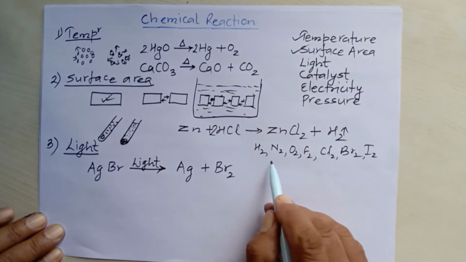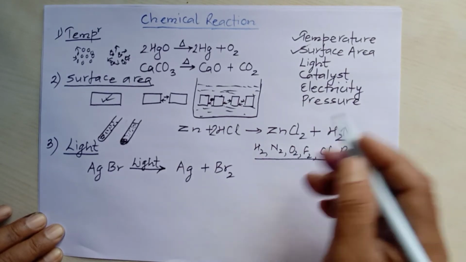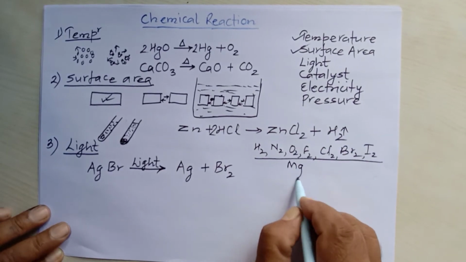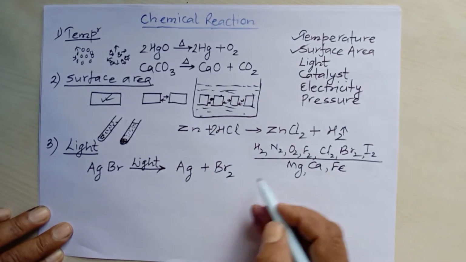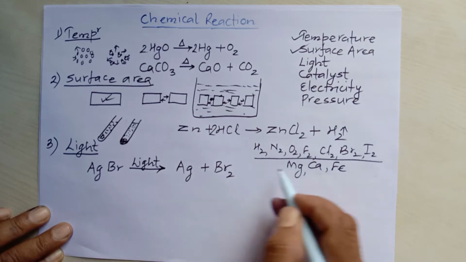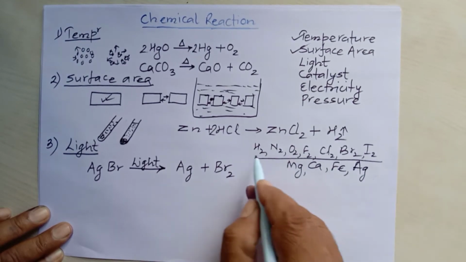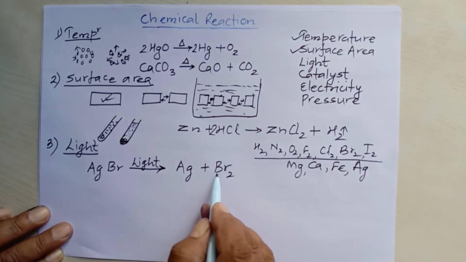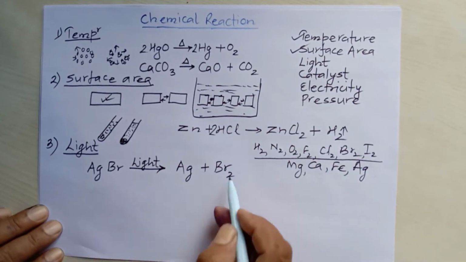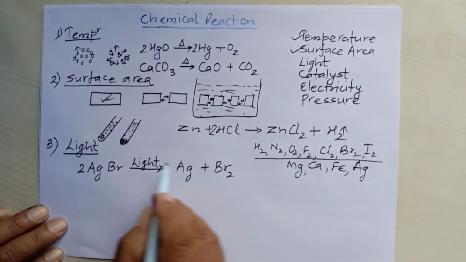But in the case of all others, with few exceptions, such as magnesium, calcium, iron, these are all monoatomic. Others take part in a chemical reaction, like silver, also in the monoatomic state, but these are always diatomic when they become free. That's why I wrote this Br2. Bromine 2, if we take 2 here, balanced, silver 2.